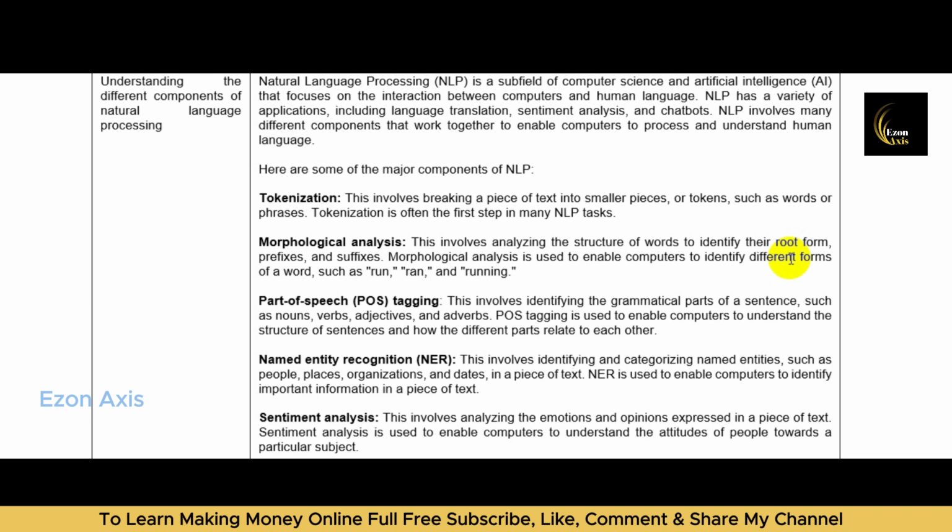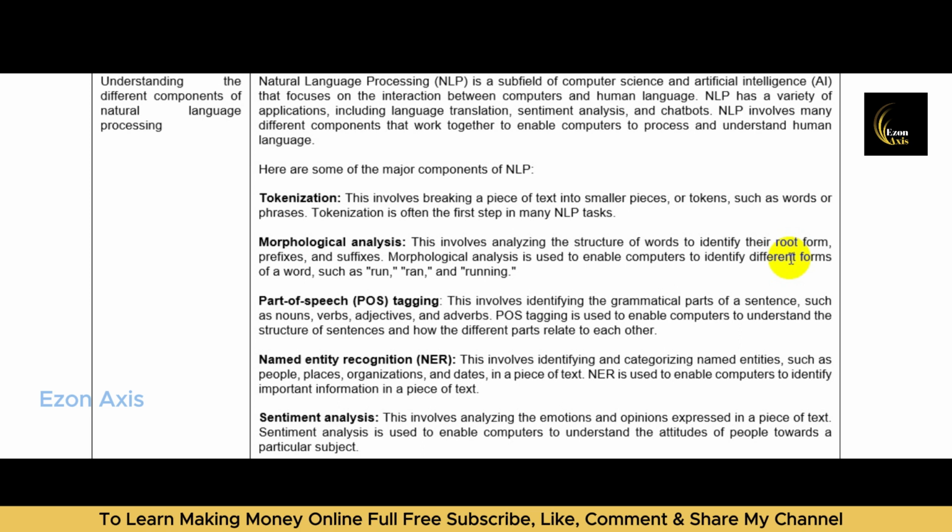Next, named entity recognition, or NER. This involves identifying and categorizing named entities such as people, places, organizations, and dates in a piece of text. NER is used to enable computers to identify important information in a piece of text.